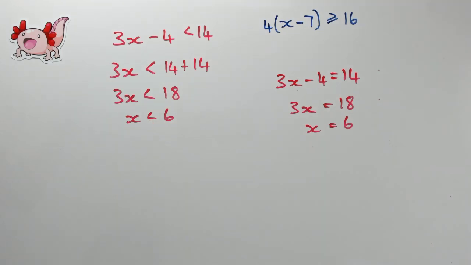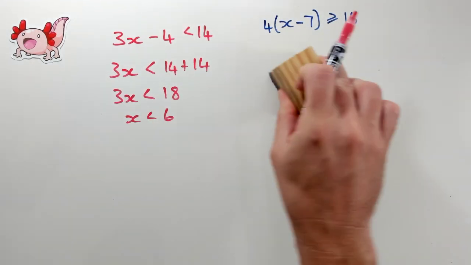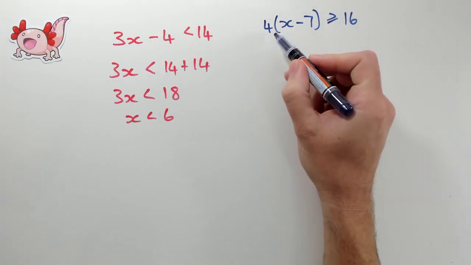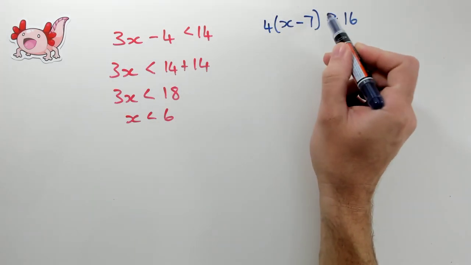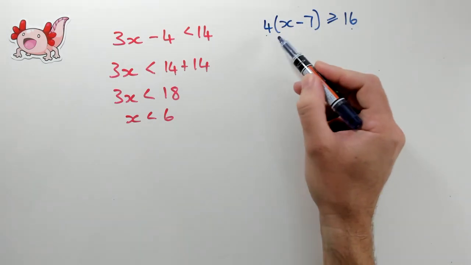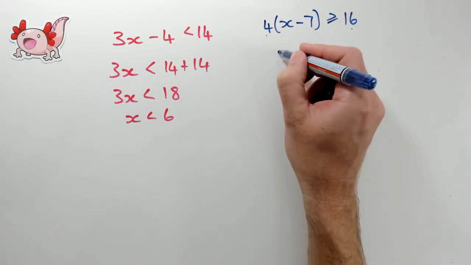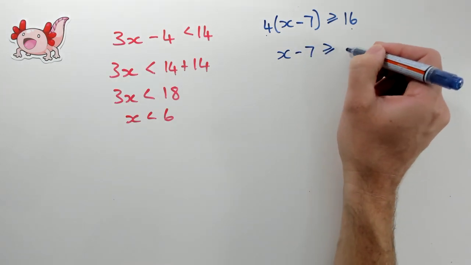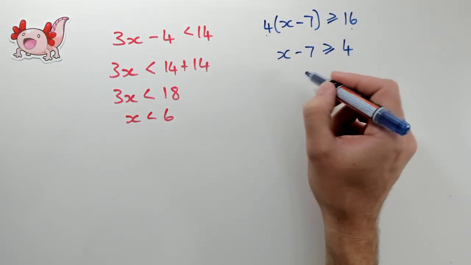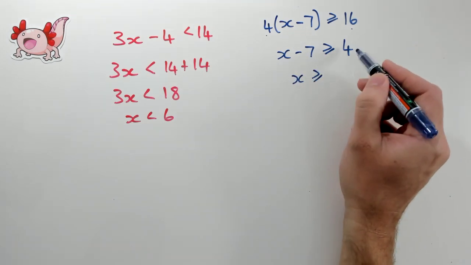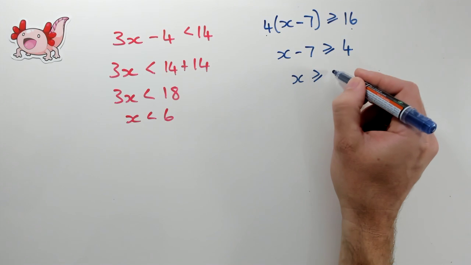Okay, looking at the other example here, let's just get a marker. I can multiply this in and get 4x minus 28, but this is a 4 and that's a 16, so I'm just going to divide by 4 on both sides. So I'll be left with x minus 7 is greater or equal to 4. And then x would be greater or equal to, I'm adding a 7 on both sides. So 4 plus 7 is going to be, what is this?